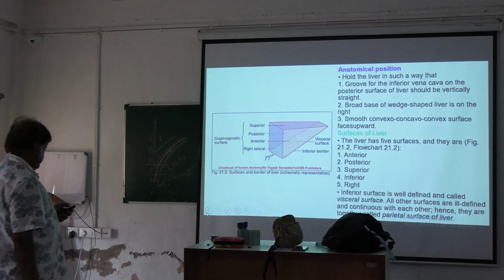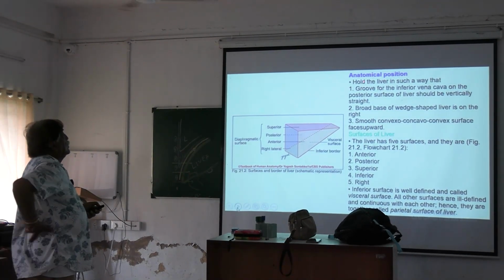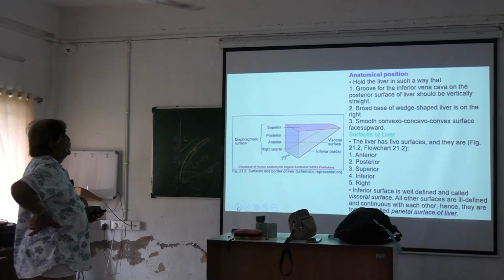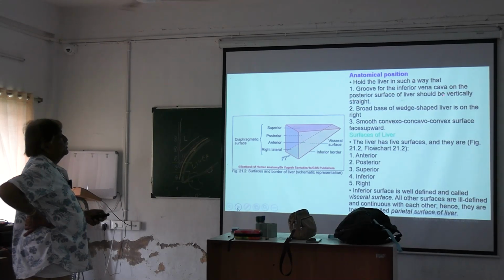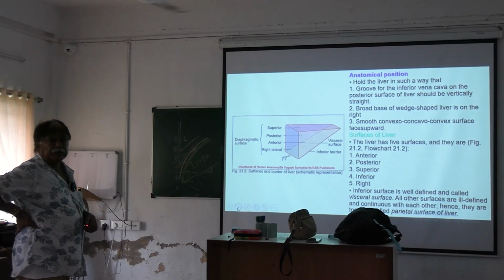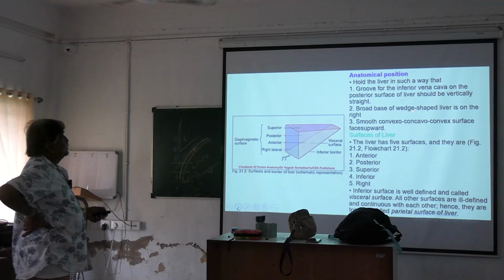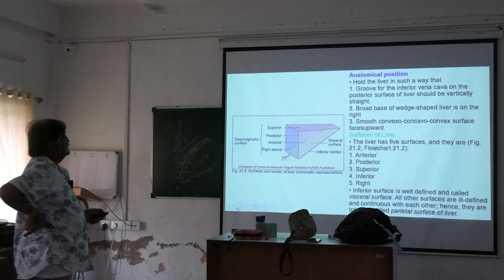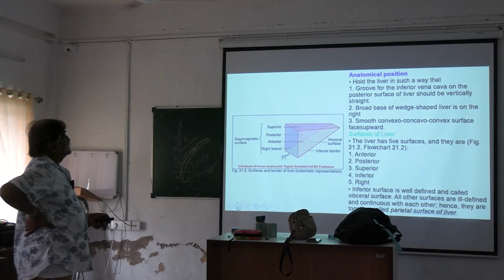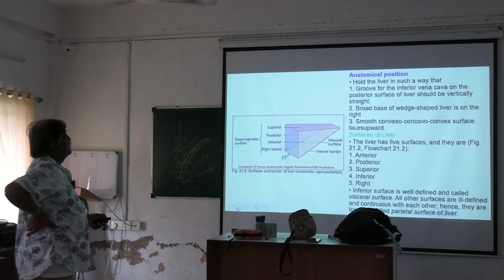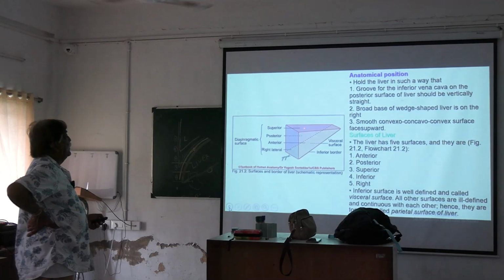Now you see, hold the liver in such a way that the groove for the inferior vena cava on the posterior surface of the liver should be vertically straight. I told you that. Now, the broad base of the wedge-shaped liver is on the right. This smooth convexo-concavo-convex surface faces upward, this whole portion.